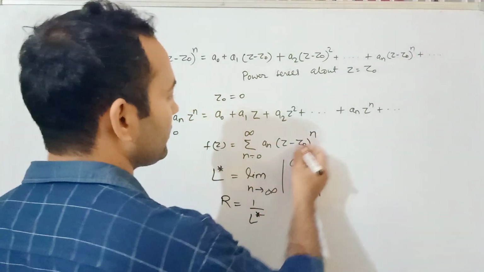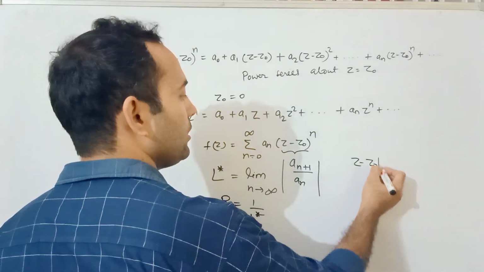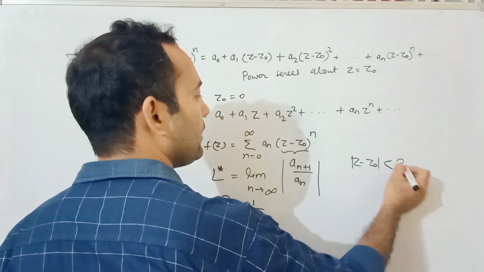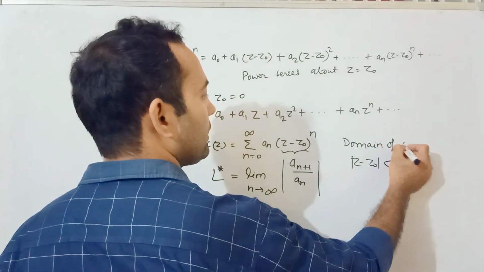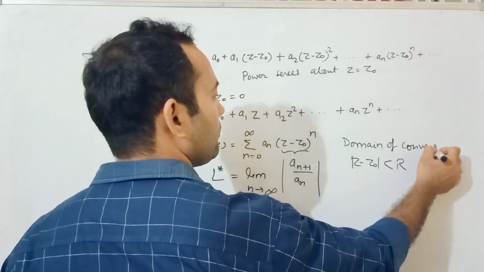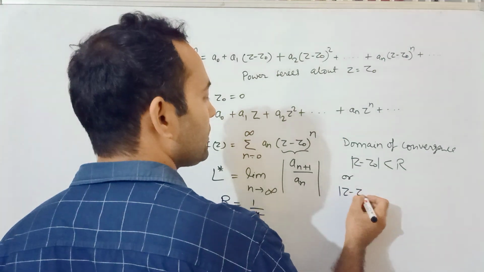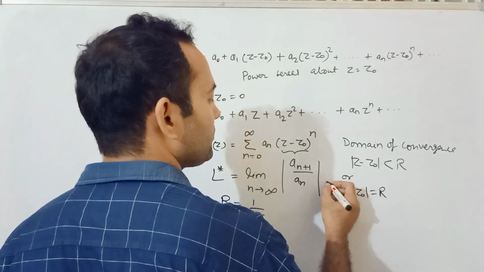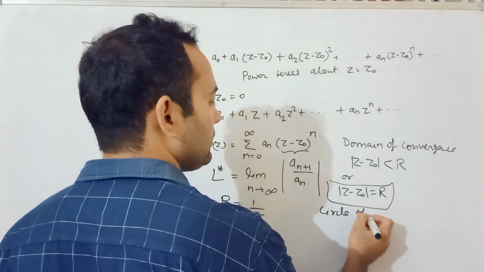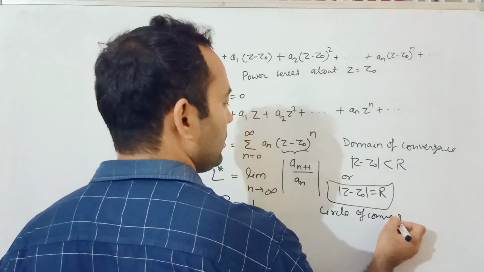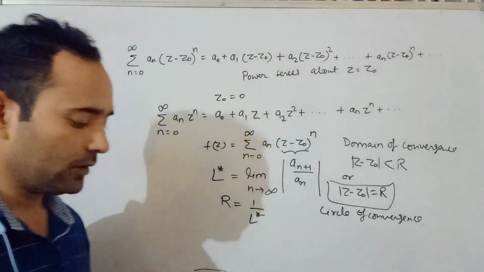What would be the domain of convergence? For the domain of convergence, just simply take mod of z minus z naught less than r. So this is the domain of convergence. Or if I ask you the circle of convergence, this is the equation of the circle, right? So this is the circle of convergence. Now we will do one question based on this.